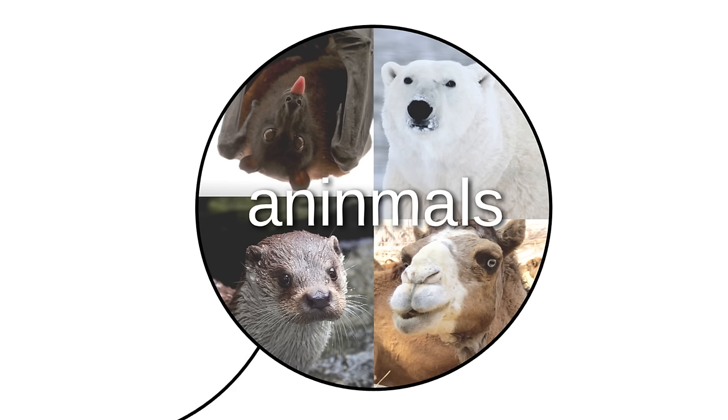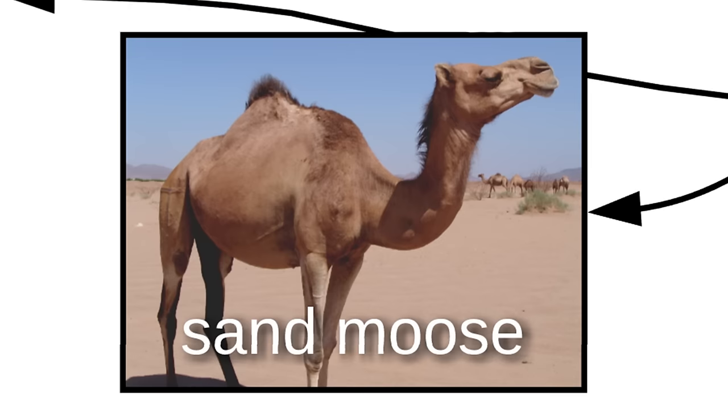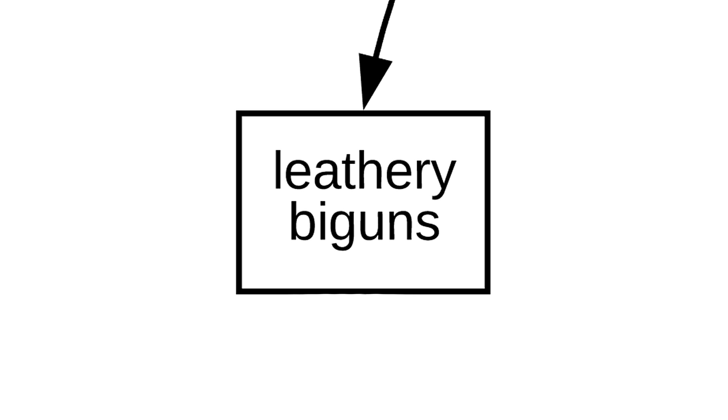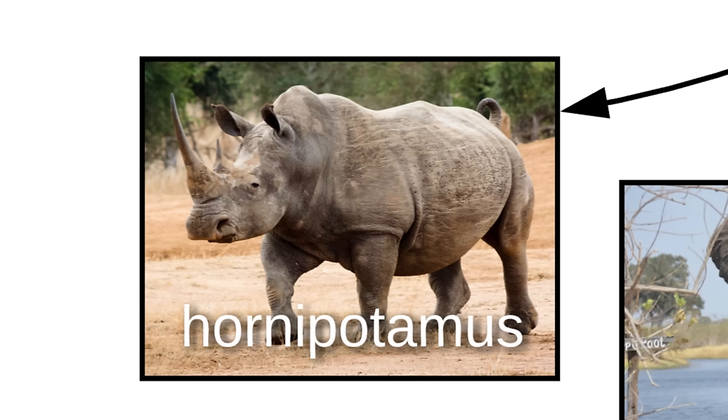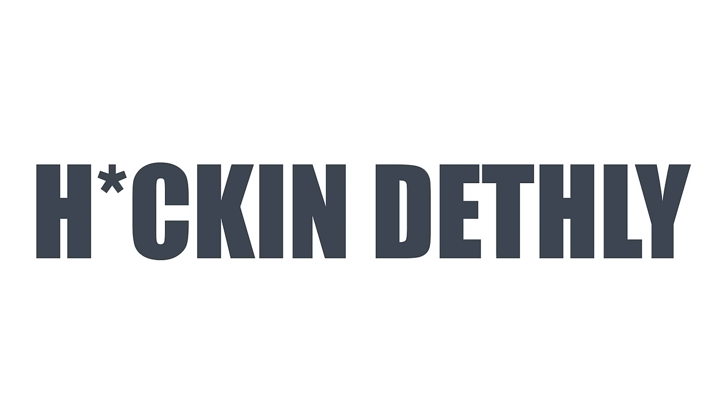There are many animals, and some are African animals, like the prison pony, also called the barcode pony, the sand moose, and the red-nosed rainbow butt. There's also some leathery biggins, like the flappy stompy, the hornipotamus, and the saber-toothed water cow, heckin' deathly.